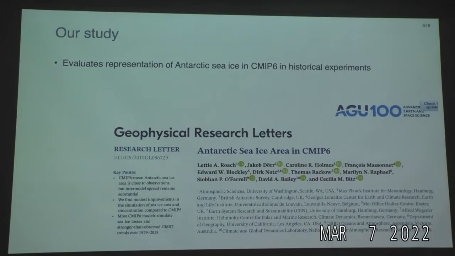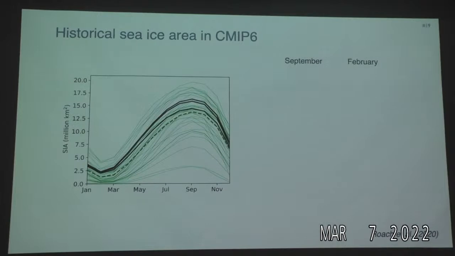So in our study, we took these 40 models, and these are the thin green lines shown in this figure. This is the mean historical sea ice area over 1979 to 2014. There are three satellite products shown in black. These differ a little bit for sea ice area due to some uncertainty in the algorithms used to process the satellite data. But you can see straight away that there is huge intermodel spread between these different models, although the multimodel mean, which is the dashed line, lines up fairly well with the observations.